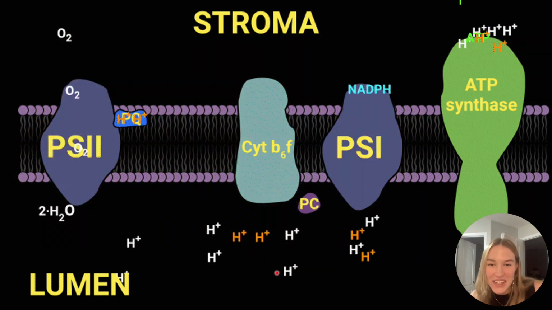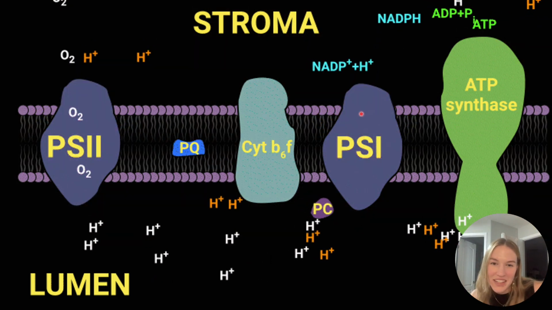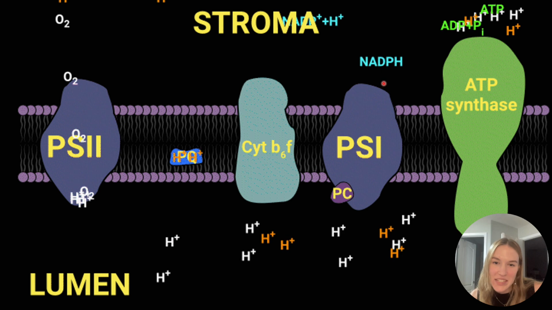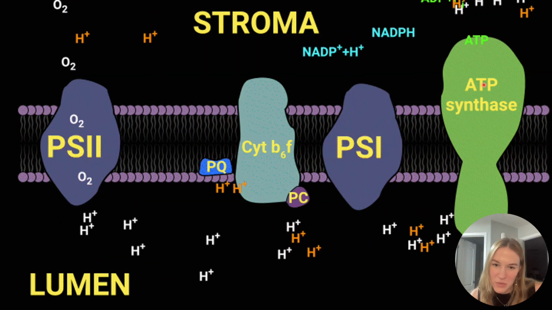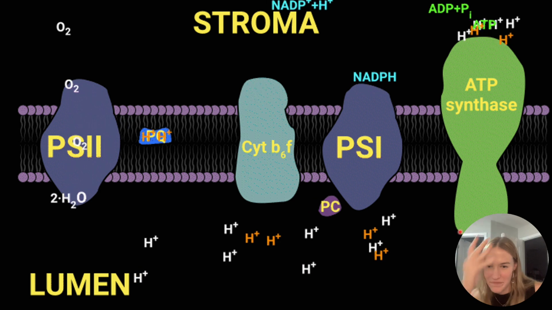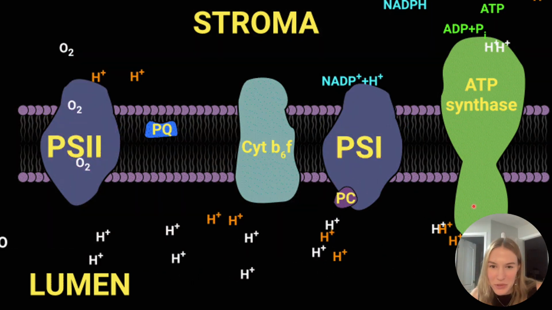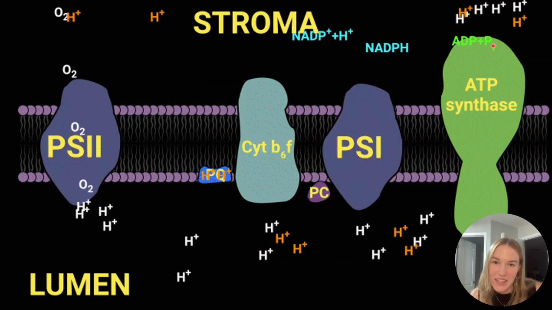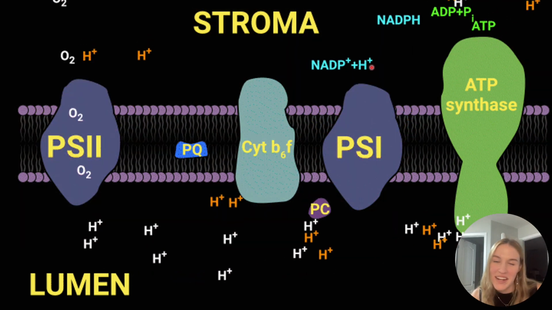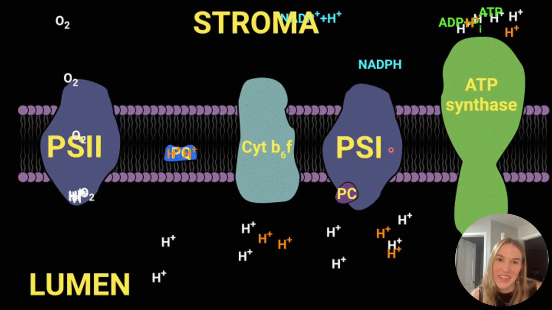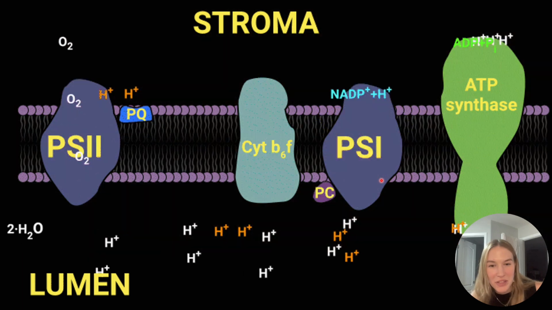But there's one more thing I need you to notice, and that is where things end up. Notice that NADPH ends up in the stroma. ATP also ends up in the stroma because those protons flowed back through to the stroma to form ATP. And that's exactly where the Calvin cycle is going to take place, the stroma. So it's not an accident that they end up there. I hope this makes everything a little bit more clear.